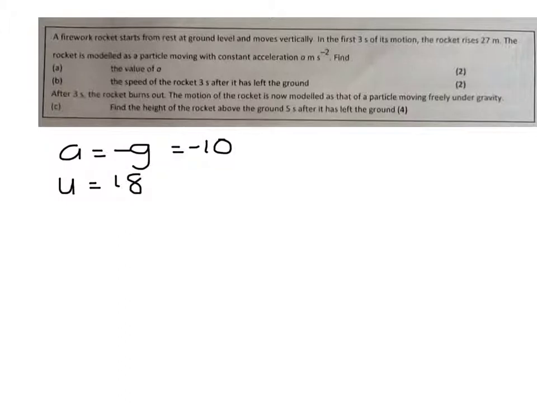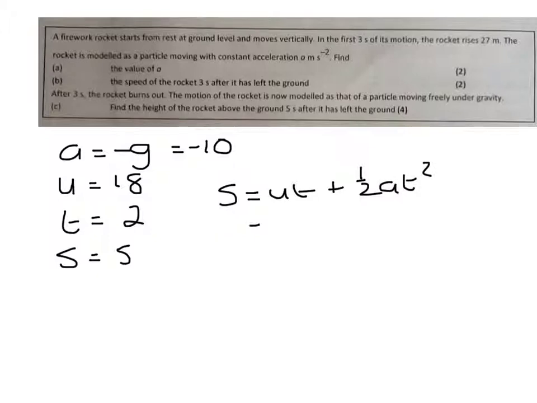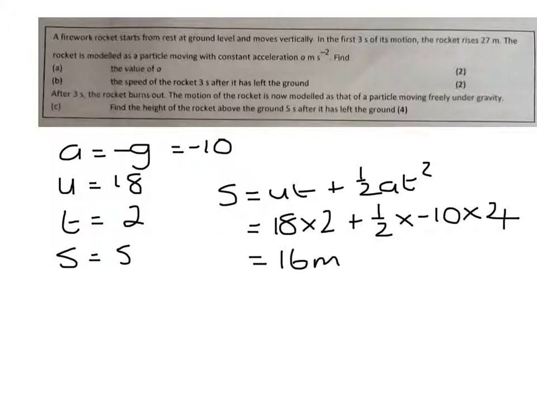And we're asked to find the height of the rocket above the ground 5 seconds after. So we're interested when t equals 2, and I want to find s. So s equals ut plus a half at squared. So it's 18 times 2 plus 1/2 times minus 10 times t squared, which is 4. So the displacement is 16 meters.